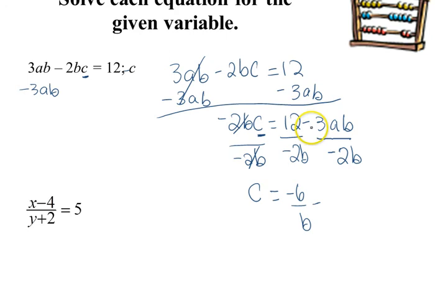However, negative divided by negative will give me a positive. And then in this case here, the b will cancel each other out. So I'm left with positive 3a divided by 2. Okay? Yeah, might want to rewrite that one. Okay, but we'll go over them in class.